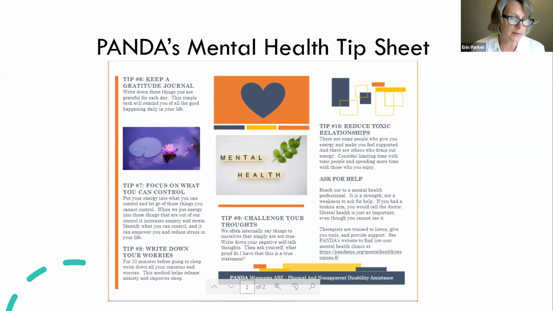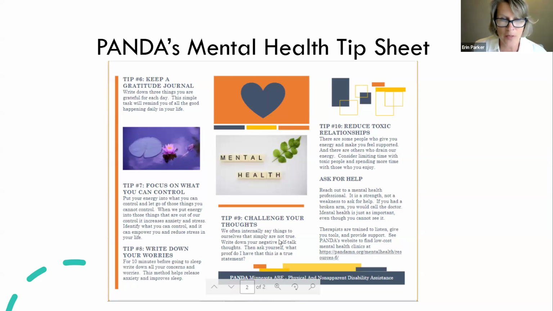Tip 8, writing down your worries. This is good for journaling. I've talked to students a lot about that, just getting used to maybe writing things down and journaling maybe before bed. You get it off your mind. And whether that's worries or good things, a little bit of both can be helpful, but it's a way to release that anxiety and improve your sleep.